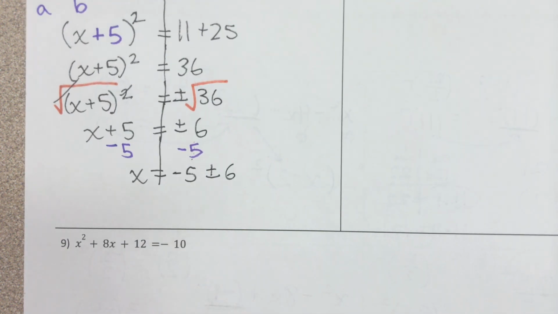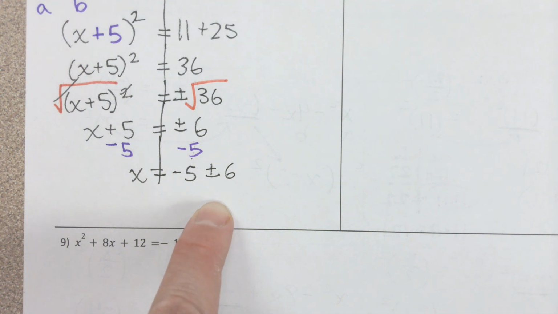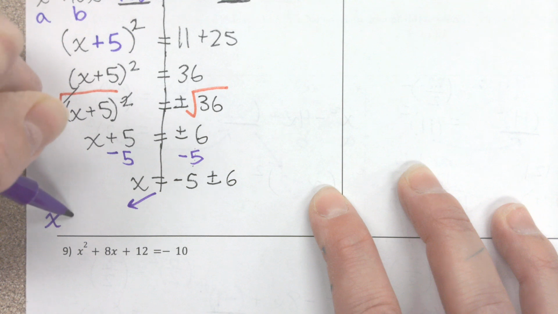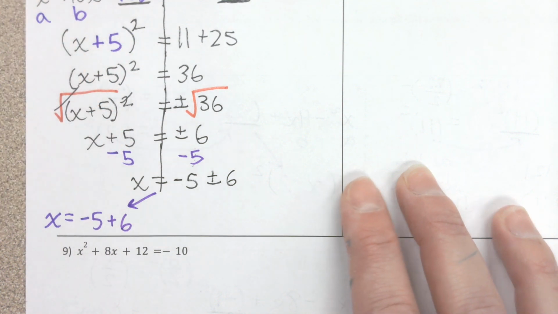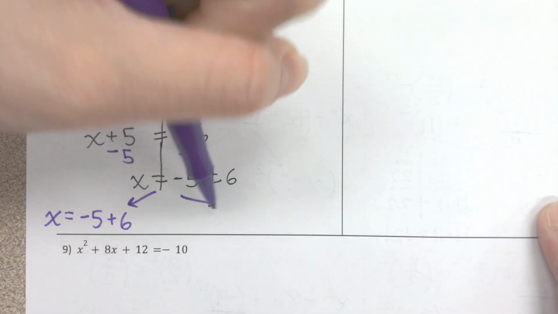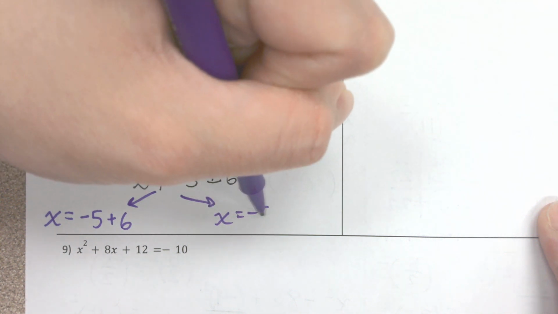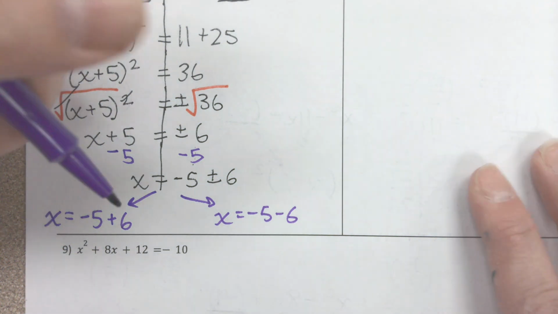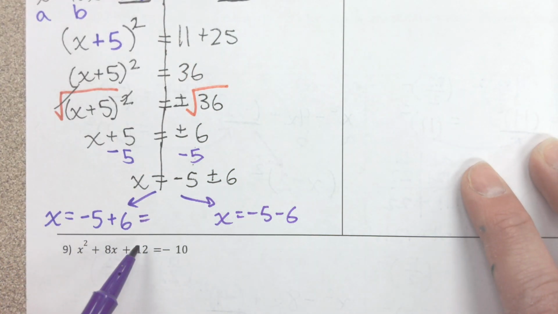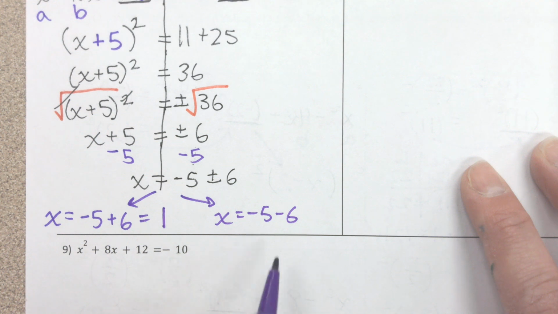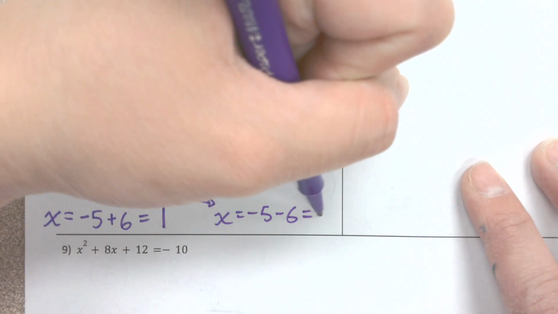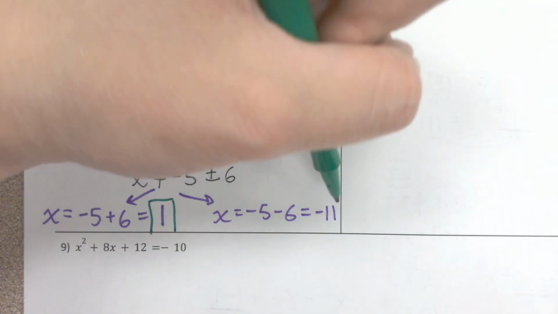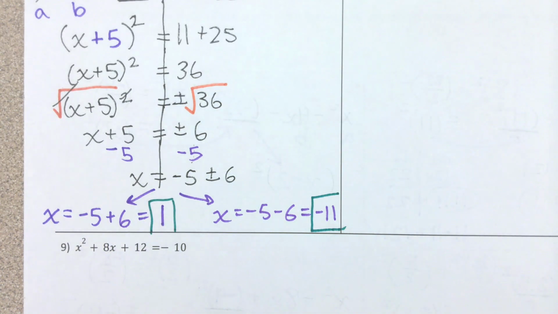To get our answer, we need to split this up because this is two answers, not one. So what this means, we have x equals negative 5 plus 6, and x equals negative 5 minus 6. And we need to get both of those numbers. Negative 5 plus 6, that's positive 1. Negative 5 minus 6, that's negative 11. So those are my answers, 1 and negative 11.